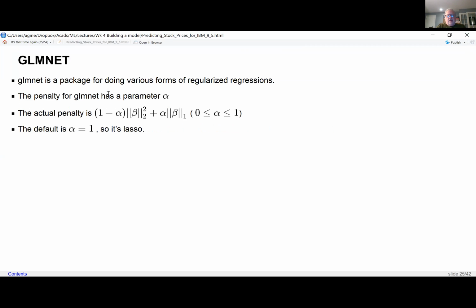And now we're going to use Lasso. I'm going to use this glmnet package.